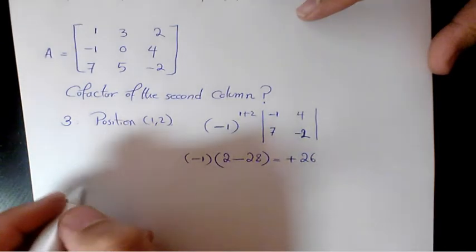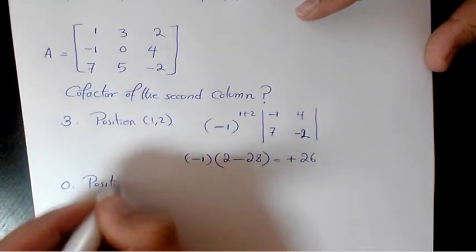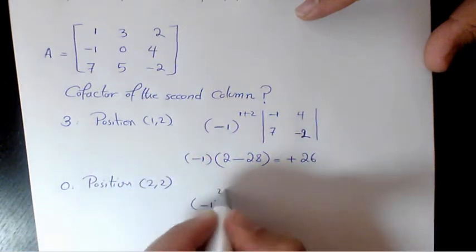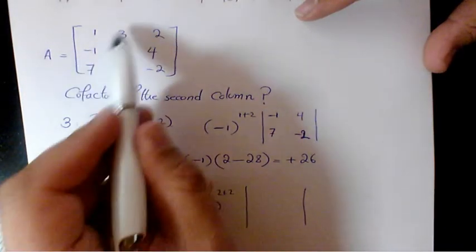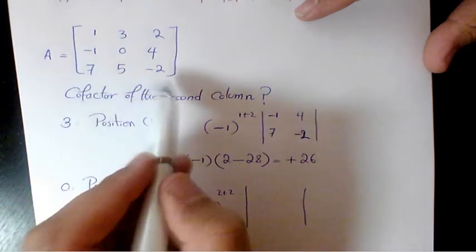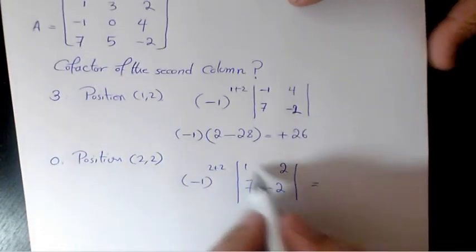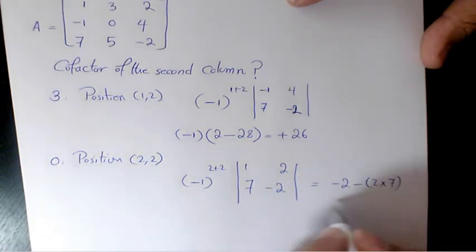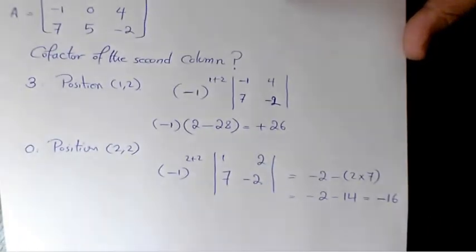Next one is 0. Position is 2 and 2, the second row and second column. So we have negative 1 to the power of 2 plus 2 times the determinant of the elimination of this row and column, which is going to be 1, 2, 7 and negative 2. That's going to be 1 times negative 2 minus 2 times 7, which is negative 2 minus 14, which is negative 16.